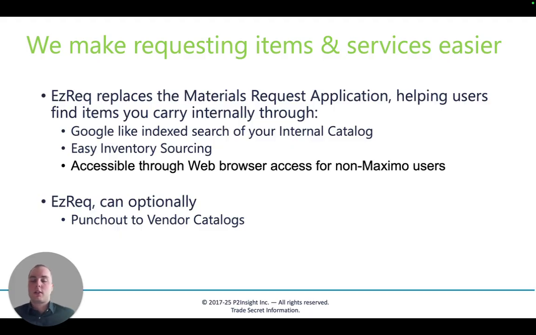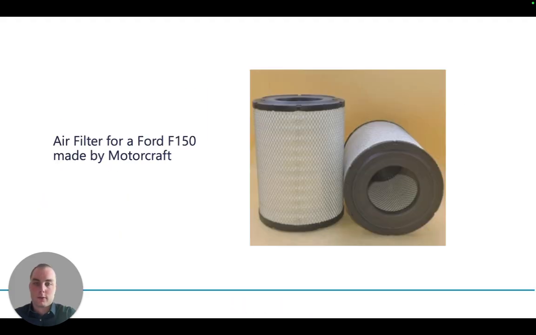And so it's just a click of a button versus navigating multiple different screens in Maximo and having to know the names of the vendor to type in the storeroom, as well as we made it accessible through any web browser for non-Maximo users. And again, this is all in the effort of making requesting items and services much easier and helping you find items you carry internally. Now, optionally, you can also choose to deploy PunchOut now or even later, so that if you can't find something within your internal inventory, you can go and source it from your vendor.